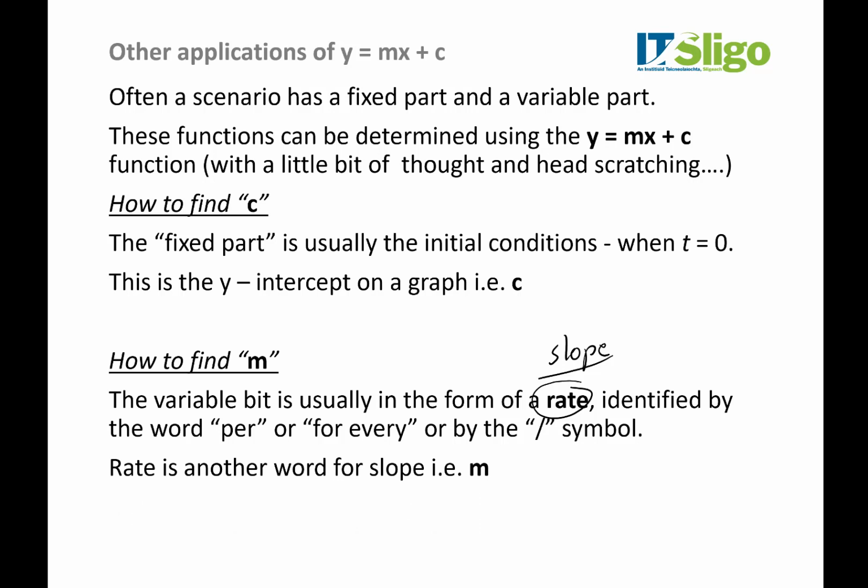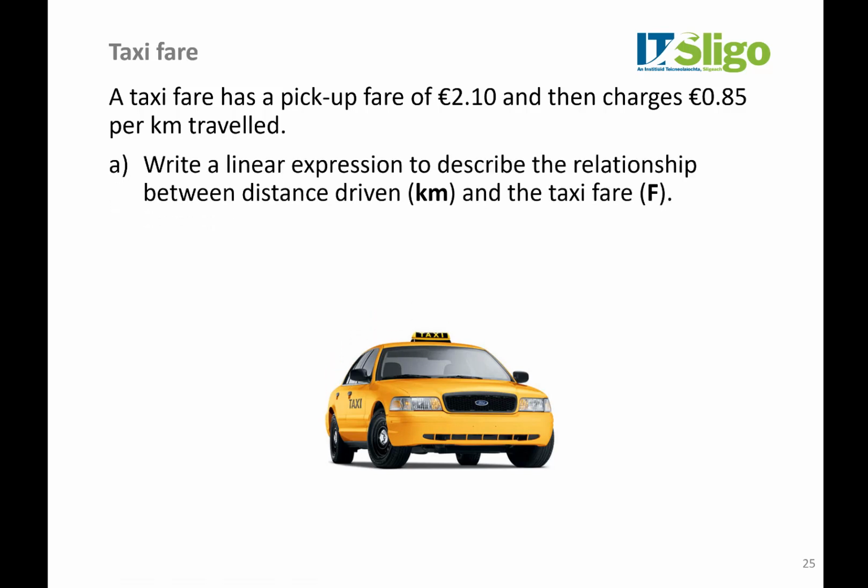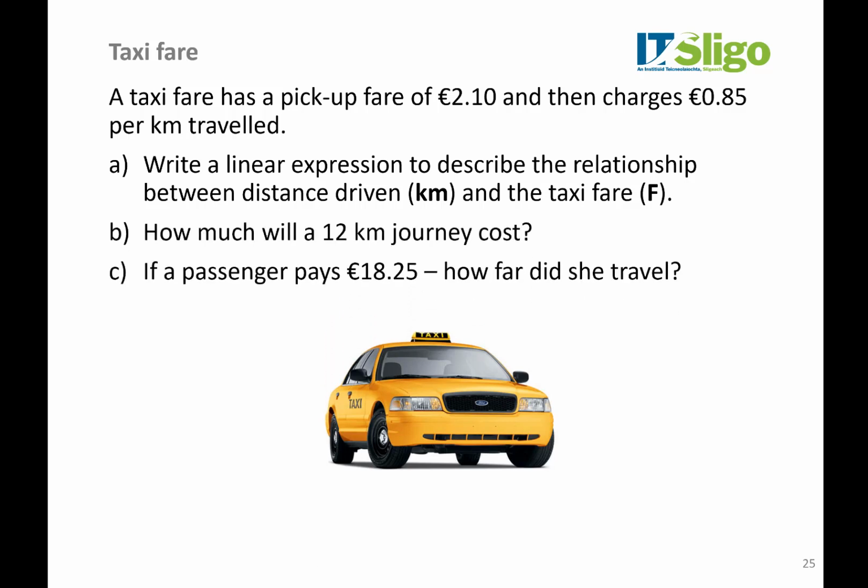So we'll take a look at an example most of you will be familiar with, a taxi. A taxi has a pickup fare of €2.10 and then charges €0.85 per kilometer travelled. Write a linear expression to describe the relationship between distance driven and taxi fare. How much will a 12-kilometer journey cost? So we need to use this function to answer parts B and C.